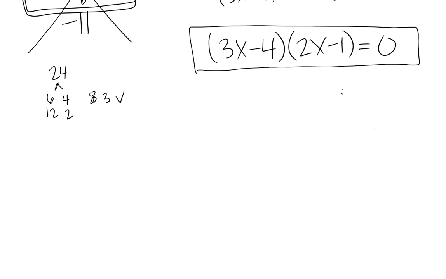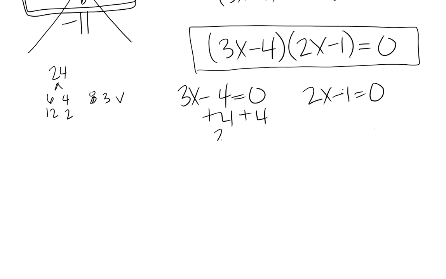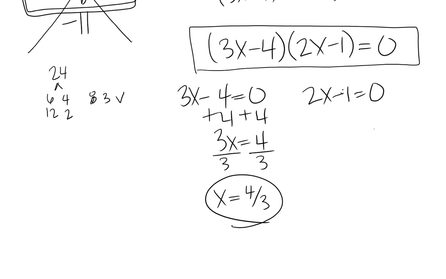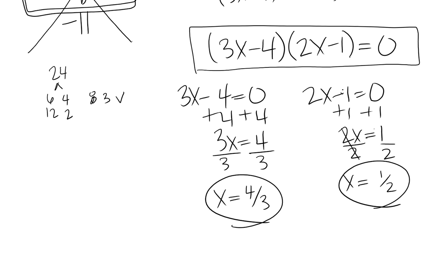Now for the very last step, I just need to find the solution. So I would take 3x minus 4 and set it equal to 0, and take 2x minus 1 and set it equal to 0. So here I could add 4, 3x equals 4, and then divide both sides by 3. So x equals 4 over 3. Then for the second equation, I can add 1, 2x equals 1, and then divide both sides by 2 to get x equals 1/2. So x equals 4/3 and x equals 1/2 would be my two solutions.